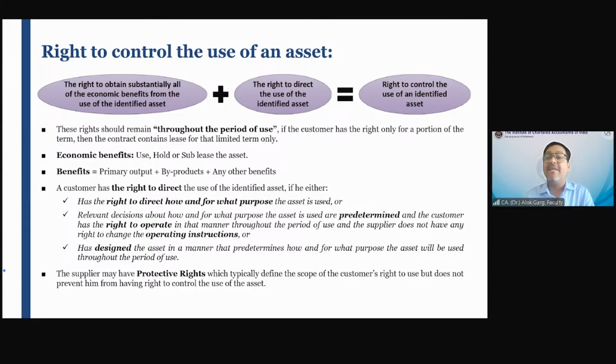So friends, since it is lessee accounting, the standard talks about the right to obtain substantially all the economic benefit from the use of the asset lying with the lessee, not the lessor. And the lessee should have a right to direct the use of the identified asset. What is meant by right to direct the use? Right to direct the use means the right to direct how and for what purpose.